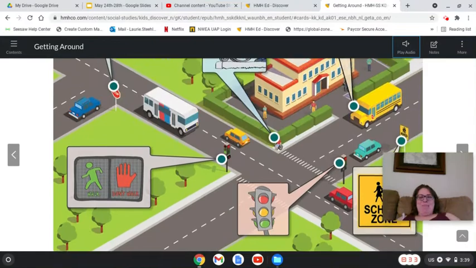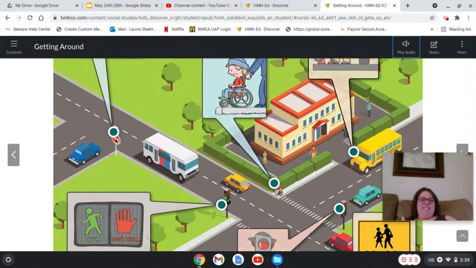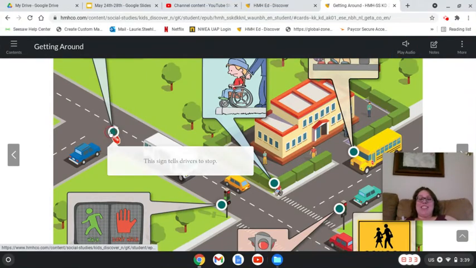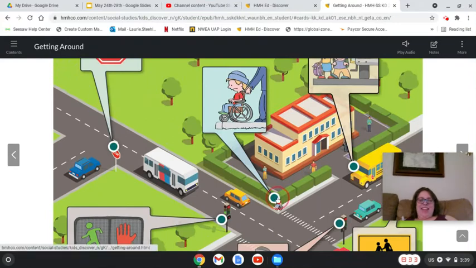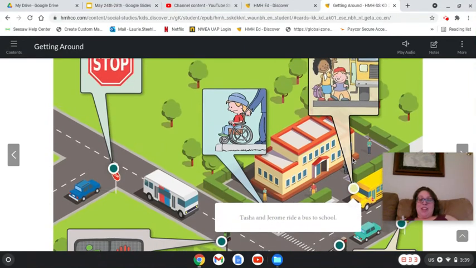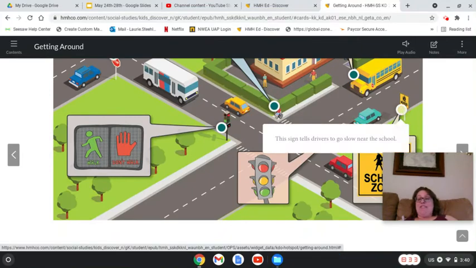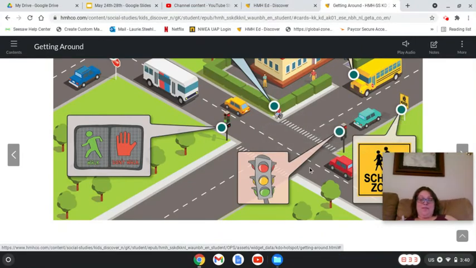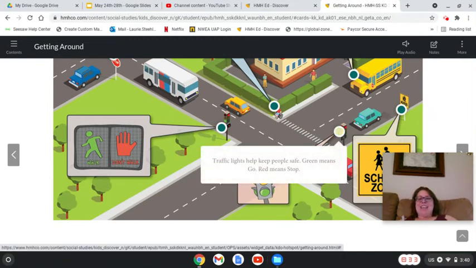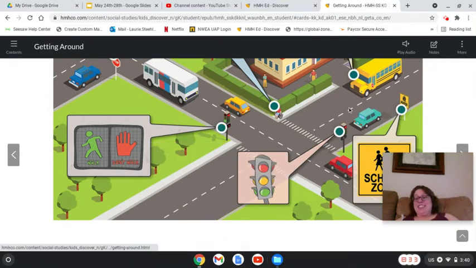There you go. And back up in this picture, we see some different signs, things labeled. So we have our sign that tells drivers to stop, our stop sign. Curbs can be hard for some people. Tasha and Jerome ride a bus to school. This sign tells drivers to go slow near the school. Our stoplight. Traffic lights help keep people safe. Green means go, red means stop. And traffic signs help keep people safe. Do what the sign says. So if we're walking or crossing the street.